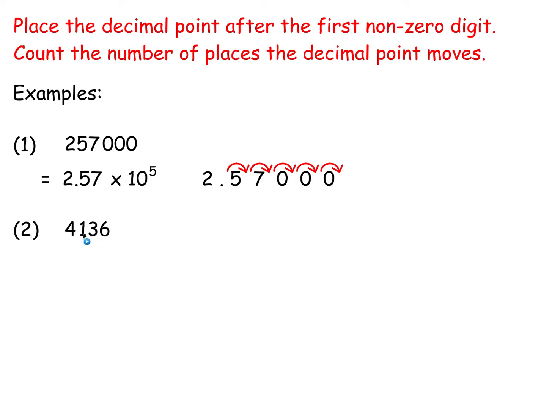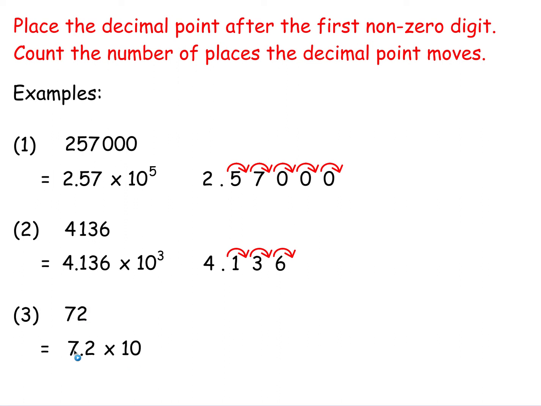Here's 4,136, so 4 point something. How many times do you multiply by 10 to turn 4.136 back into 4,136? So you just count the places, 1, 2, 3, and it's 10 to the power 3. There's 72, so 7 point something. And then how many times do you multiply 7.2 by 10 to get to 72 again? And it's 1 place, so it's 10 to the power 1. 7.2 times 10 to the power 1. That's a normal number put into scientific notation.